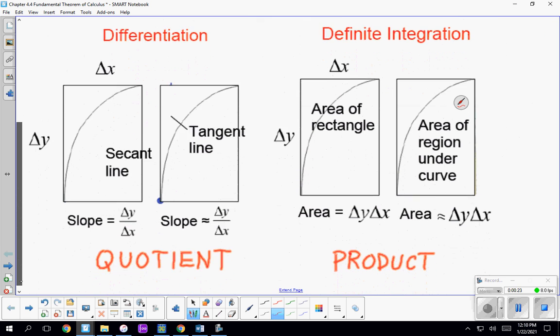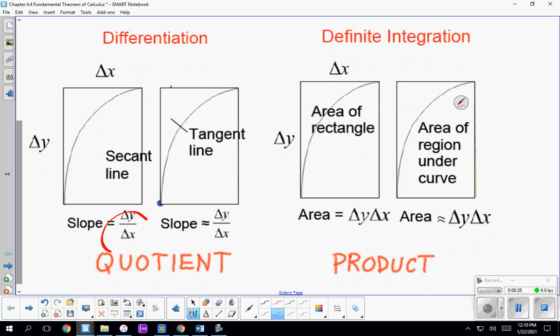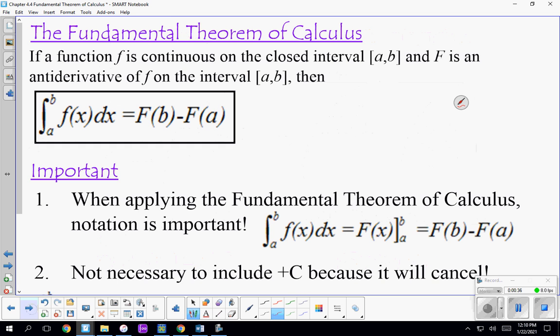When we're taking the derivative, we're really taking the limit of the slope function. When we're integrating, we're taking the limit of the area. They're inverses because one's a quotient and one's a product, and we can use that to find the area under the curve.